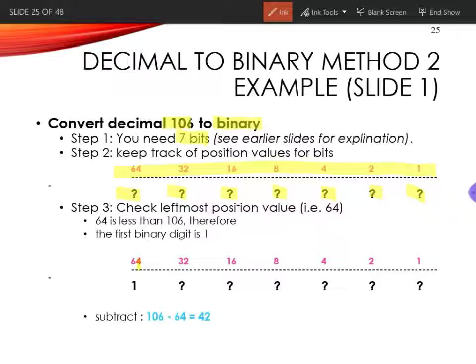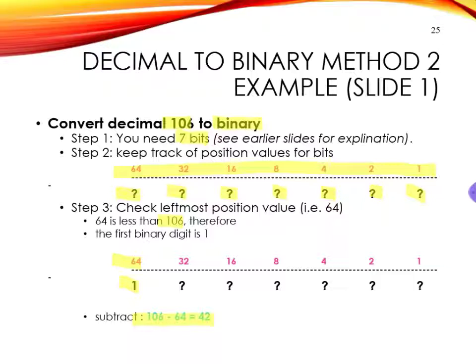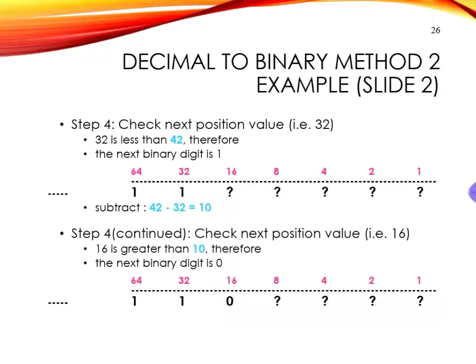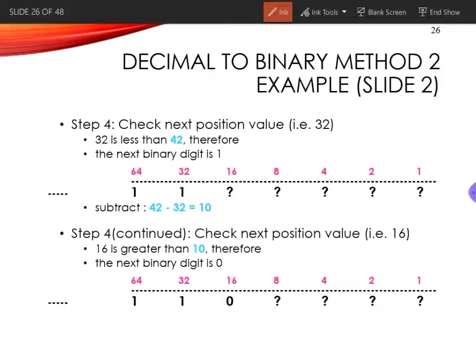So first, we start from the leftmost. The value of the position is 64, and our number is 106. So 64 is less than 106. Therefore we mark it 1 and we subtract 64 from 106. We are now left with 42. So we take 42 and we now check the next bit. The next bit is 32. Our number is 42. So 32 is lesser, so we mark this bit as 1 and we subtract 32 from 42. Our number is now 10.